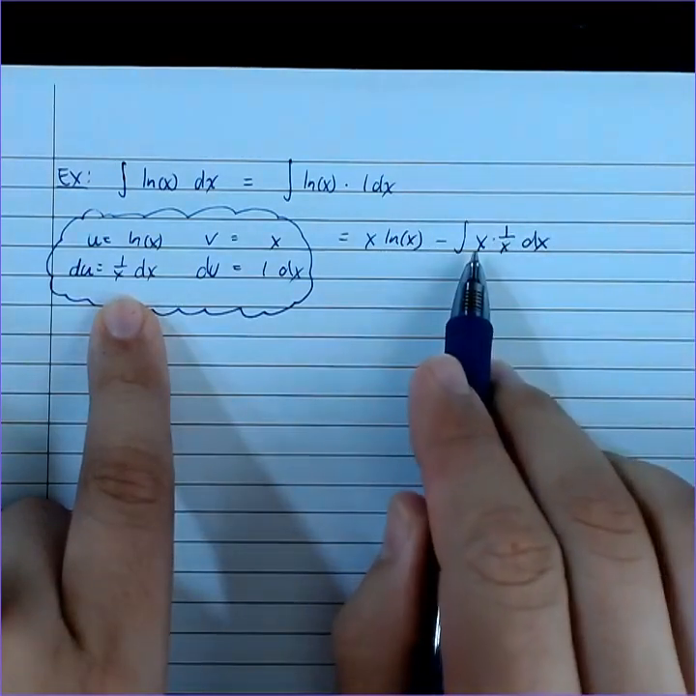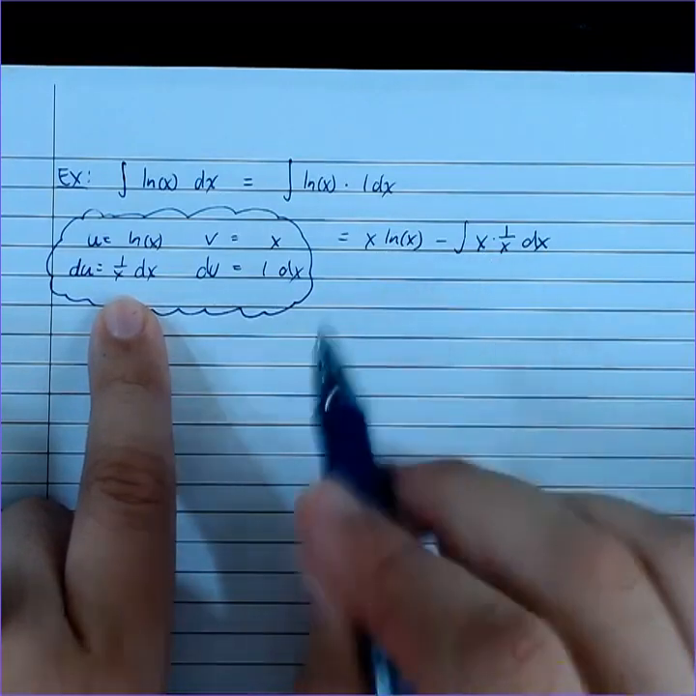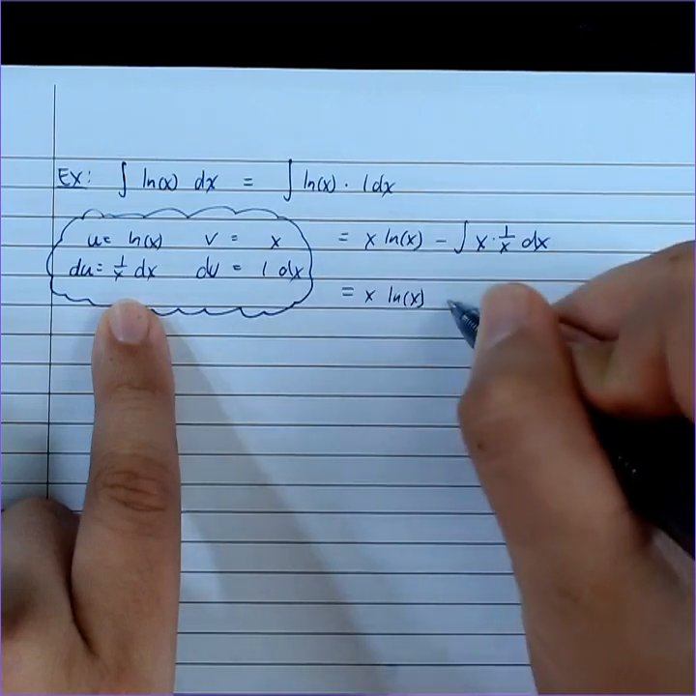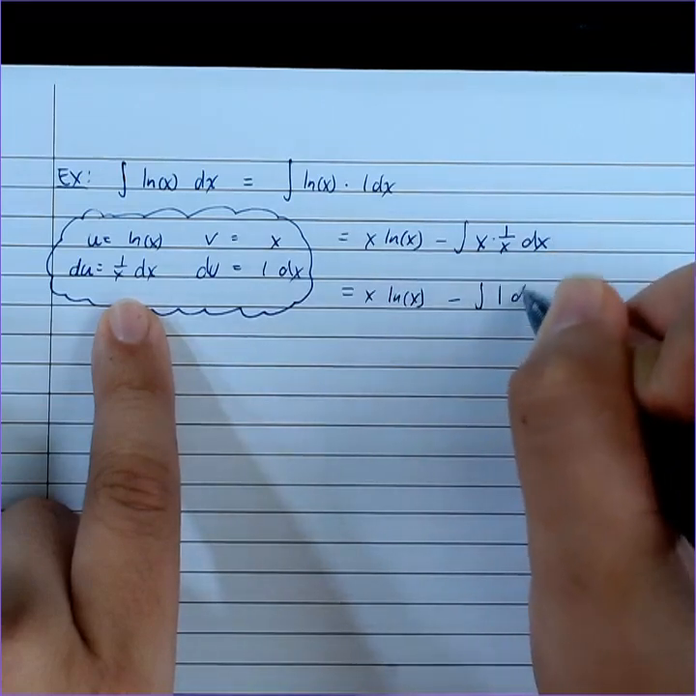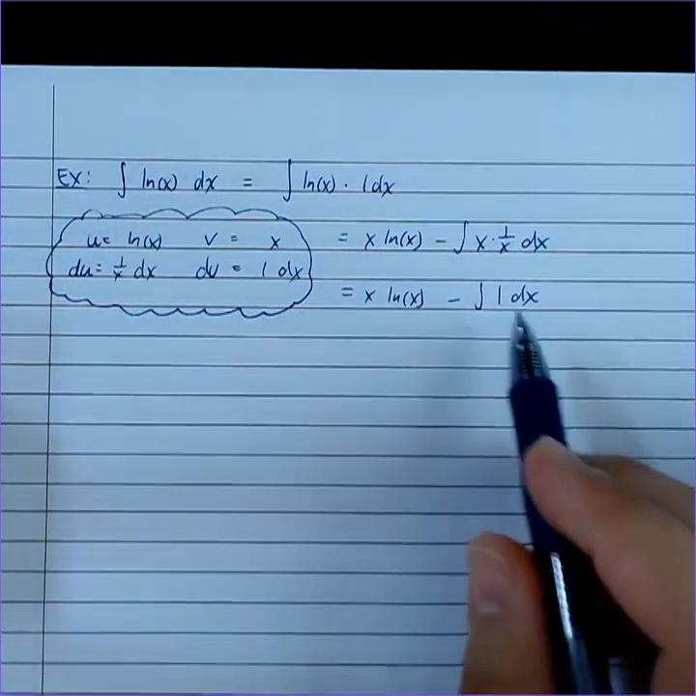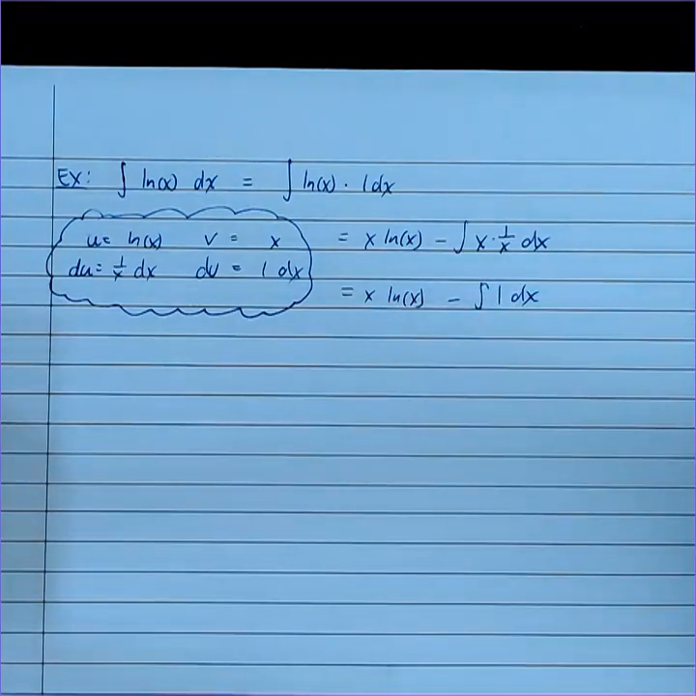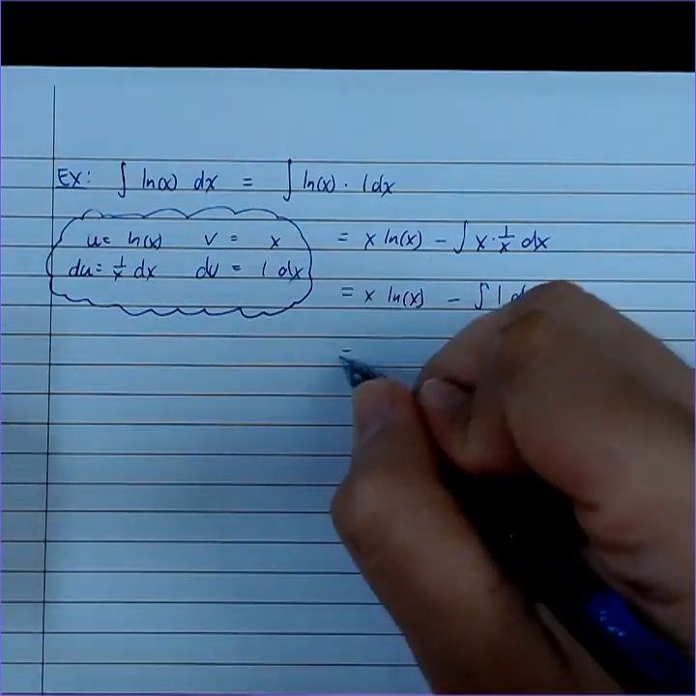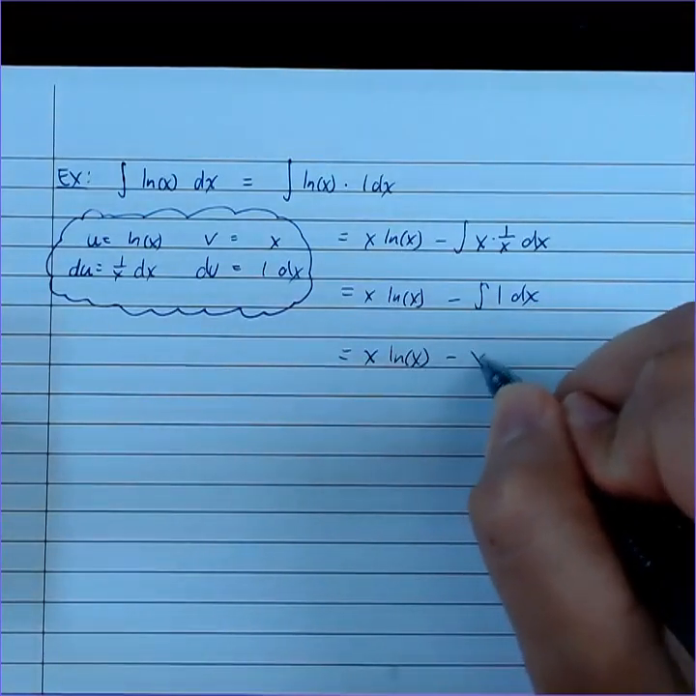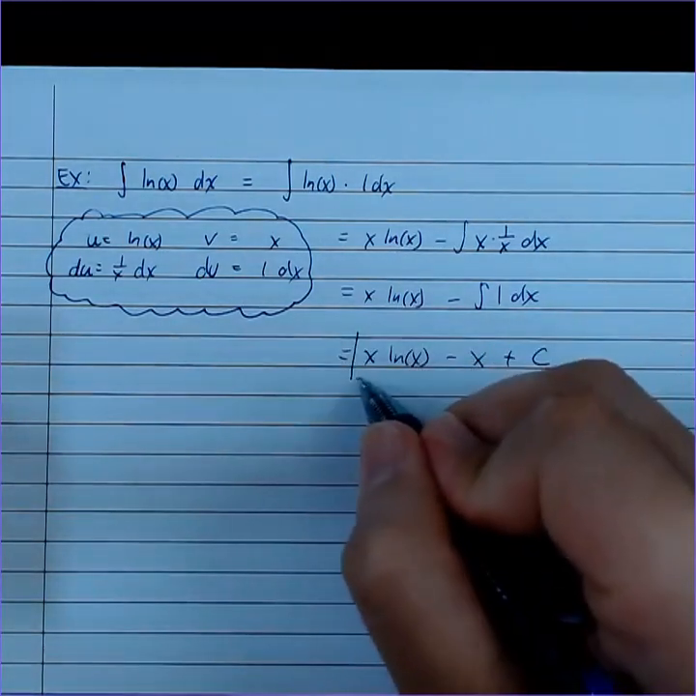But notice, x times 1 over x, or in other words, x over x, that's just 1. So we can write that as x natural log of x minus the integral of 1 dx. And now we've gone from an integral we have no idea how to do to the simplest integral that you have in calculus. The integral of 1 dx is just x. So here we can write this as x natural log of x minus x plus a constant of integration. And that's our result.